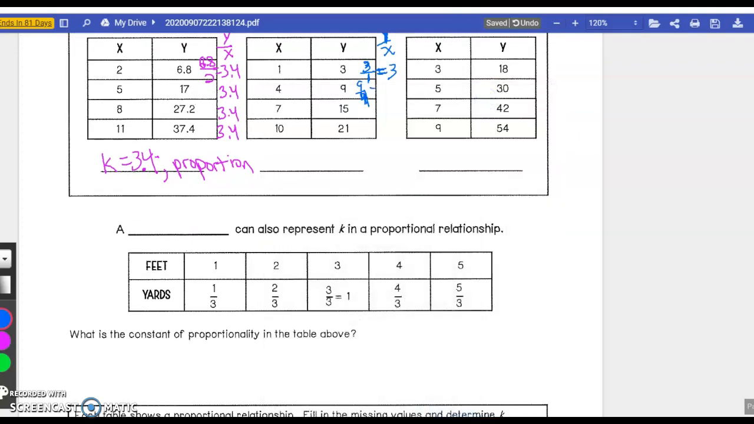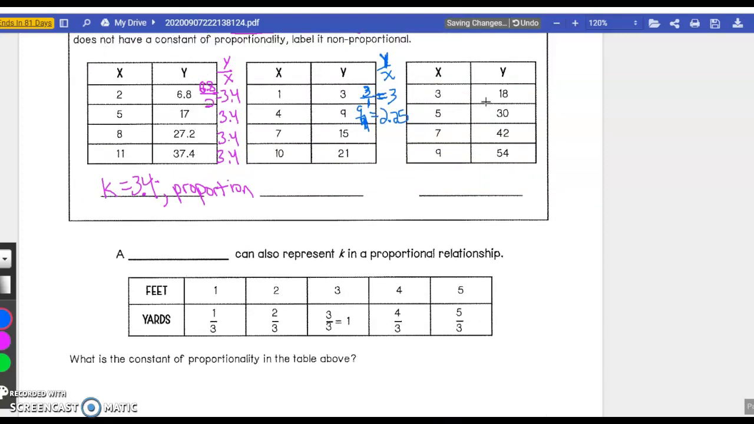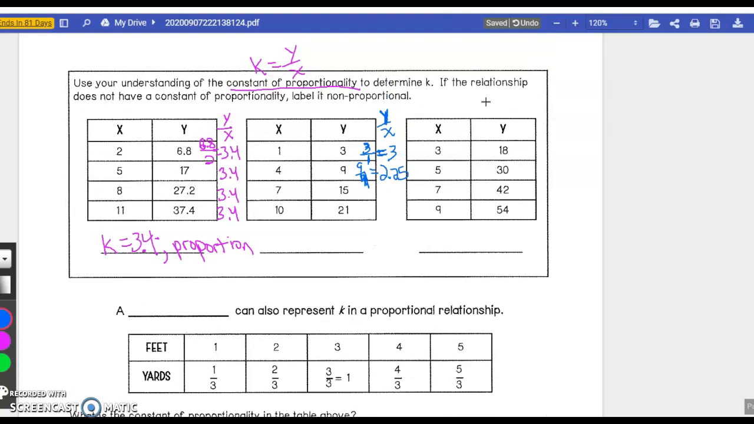So guess what? We don't even have to go farther. Now, if you want to prove something's proportional, you do. You have to go all the way through. But as soon as you find one that's not, you say it's non-proportional. Nothing wrong with it, but it just doesn't have a proportional relationship.